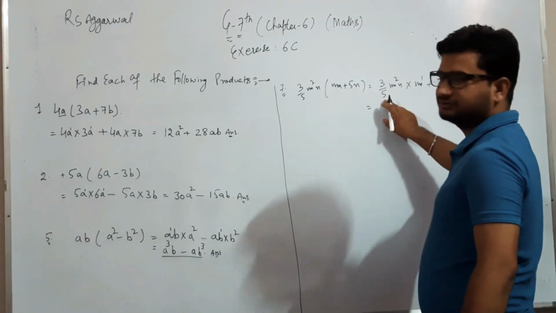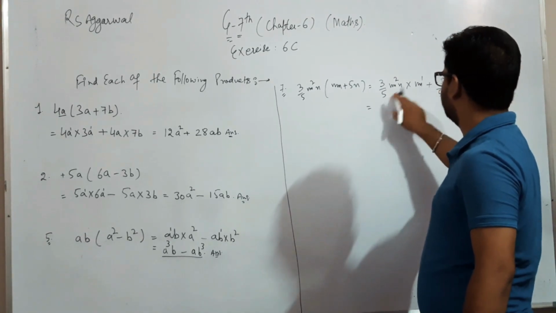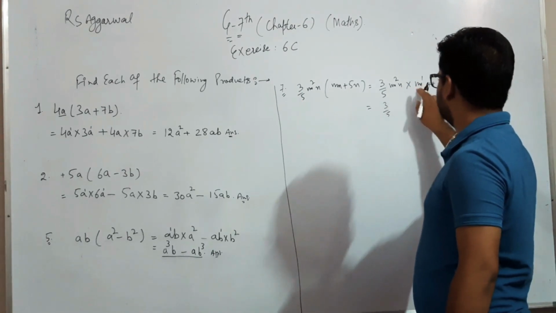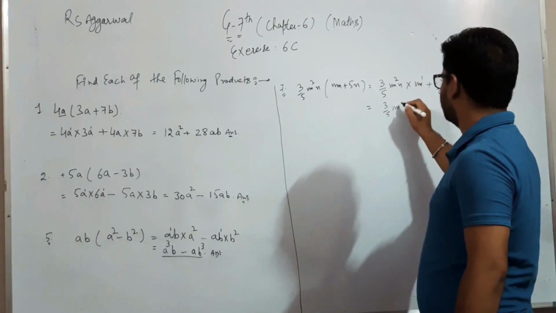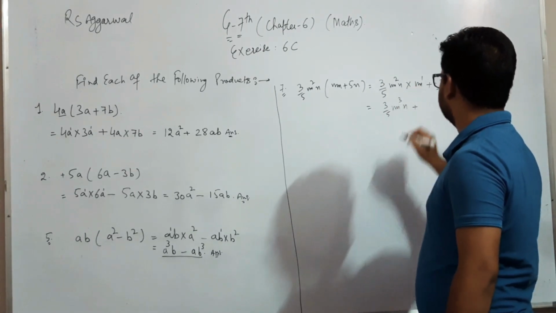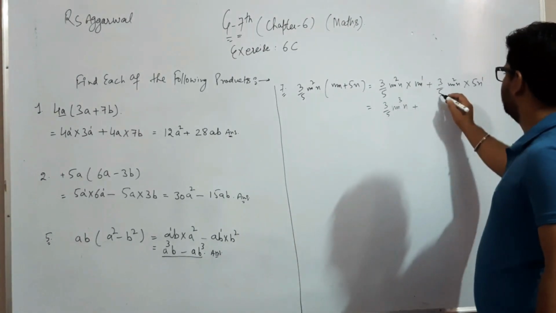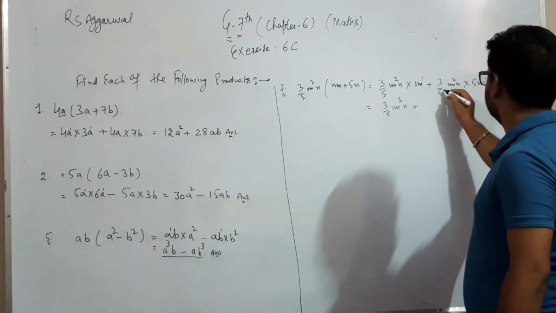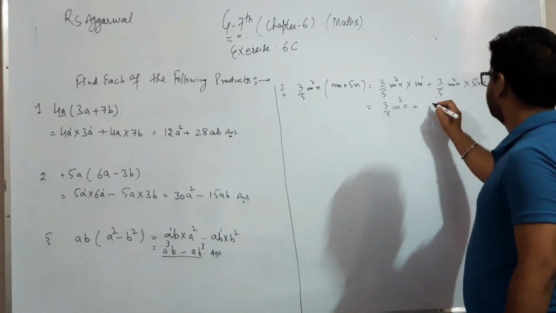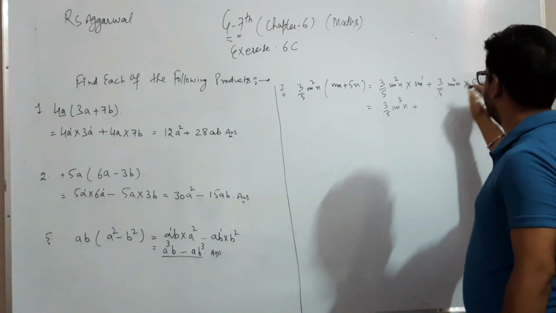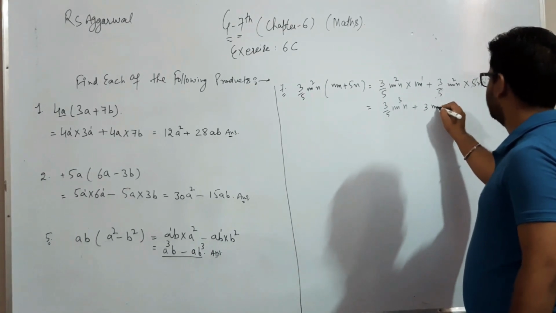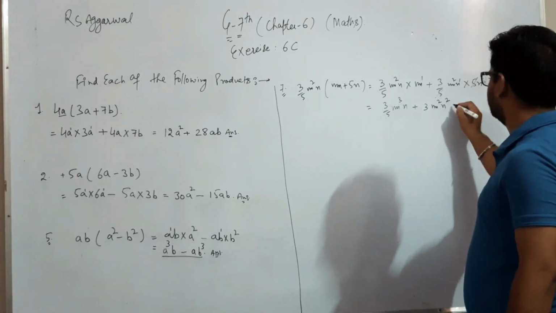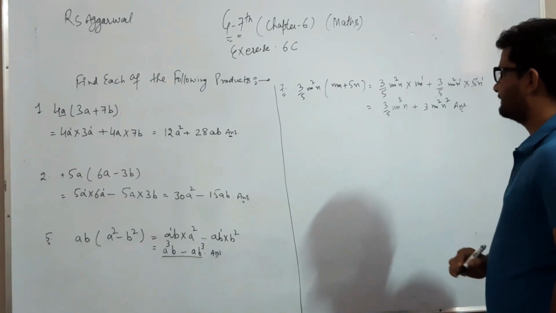So 3 by 5 into 1 is 3 by 5. First we multiply constants, then m raised to power 2, m raised to power 1, so it is m raised to power 3, n is here. Then 3 by 5 is multiplied with 5, so we cancel here: this 5 cancels with that 5 because one is in the denominator and one is in the numerator, so 3 m raised to power 2, and n times n is n raised to power 2 is the answer. So this is question number 7.